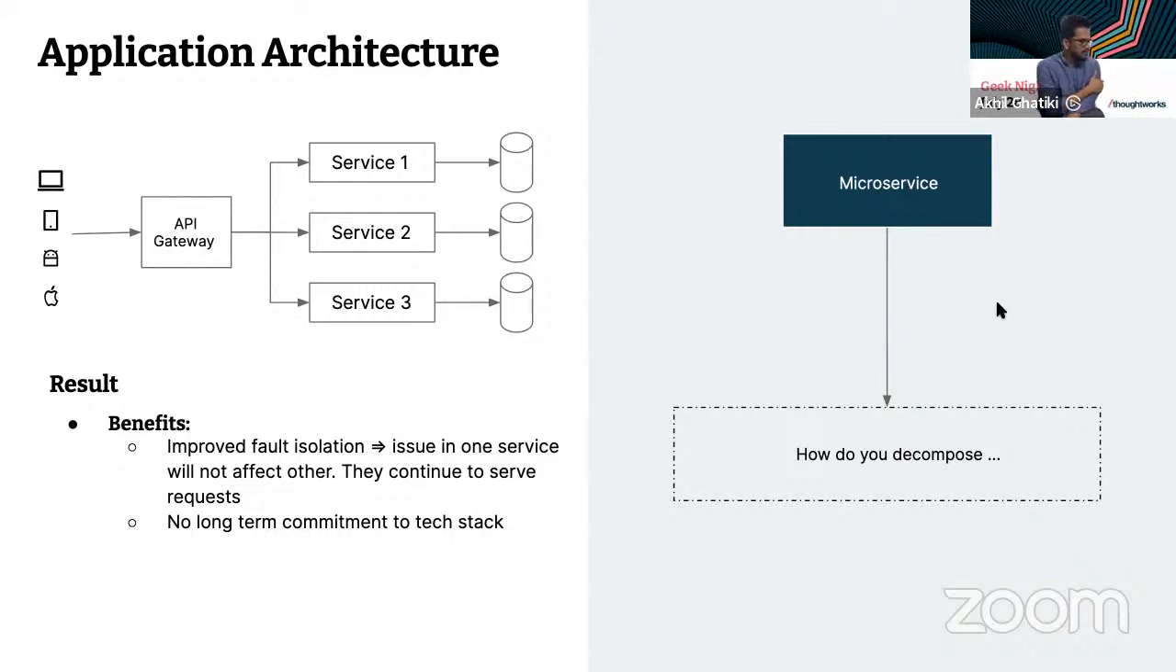Benefits. So fault isolation: we have fault isolation because an issue in one service is not going to affect any other service. You can fix the issues in your own service, but then these things come with a catch. We are going to hold on to these few thoughts and discuss all of this going down the line. And again, no long-term commitment to a tech stack.